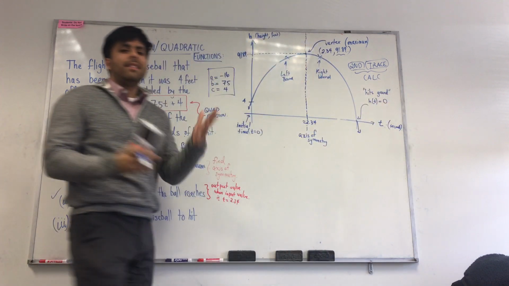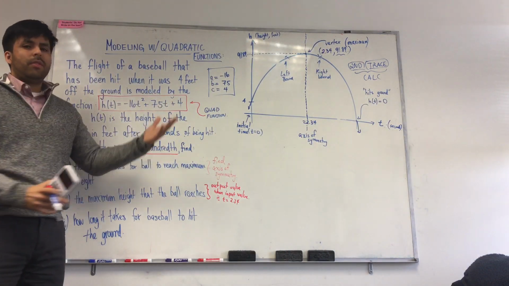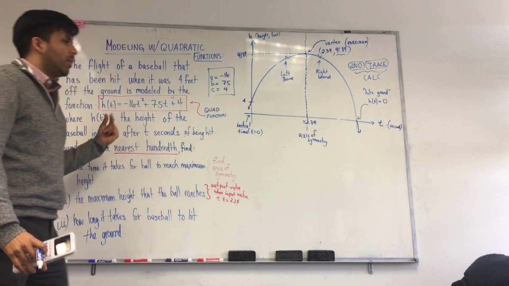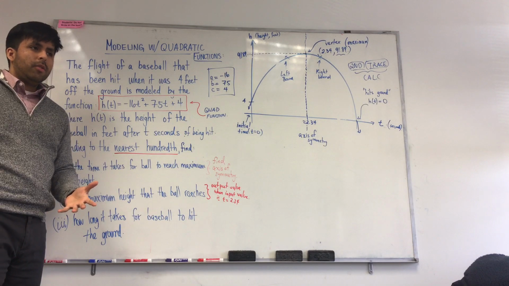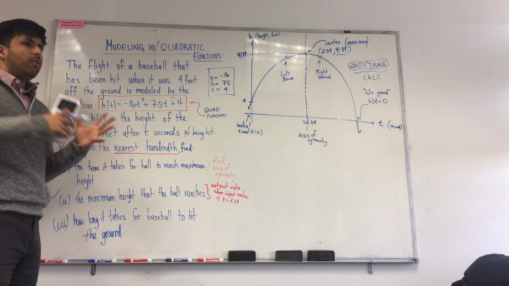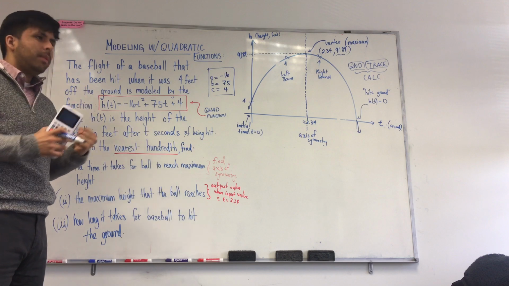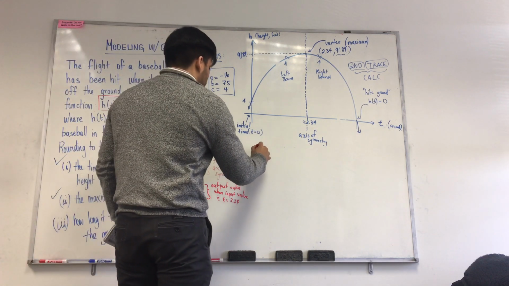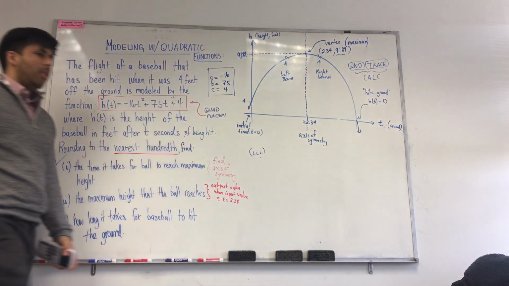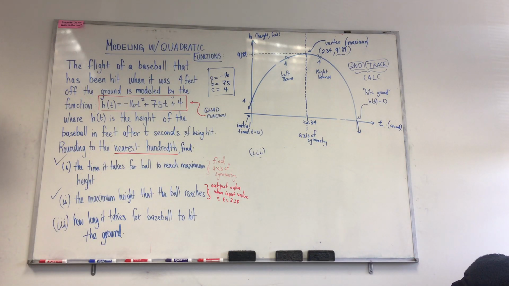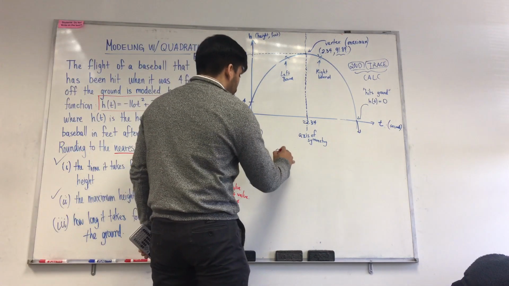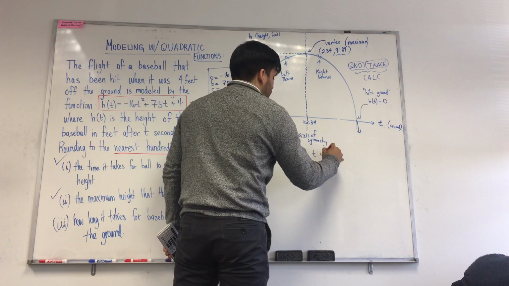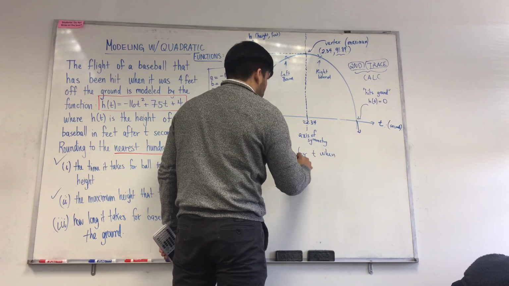And you see how we translated this phrase, hitting the ground, to represent that the output value of my function is 0. Being able to translate the words into equations is a supremely necessary skill to master. So this is going to be the third part of this problem. Really what I'm looking for is to solve, mathematically, for t when h of t equals 0.